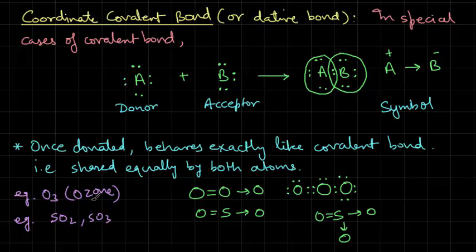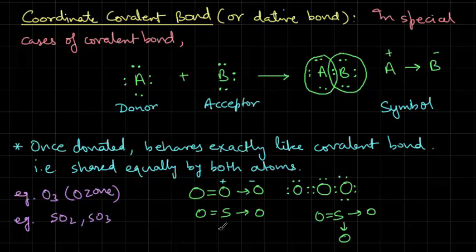Ozone. The symbol is like this. Now you can guess that these two electrons will be shared normally, and here one electron pair will be donated to this oxygen. Now you can see that the octet is completed for all three oxygen atoms. This electron pair belongs to this oxygen, so this will have a plus charge and this will have a minus charge.